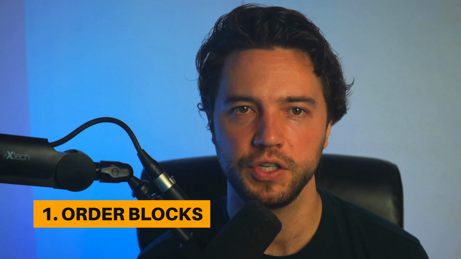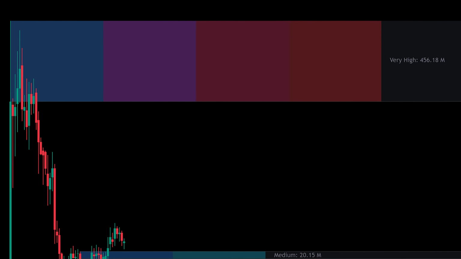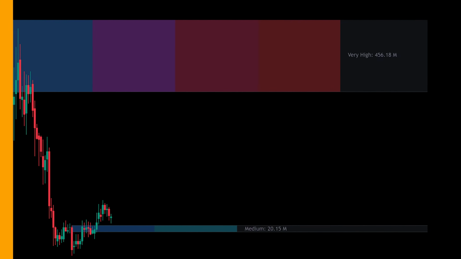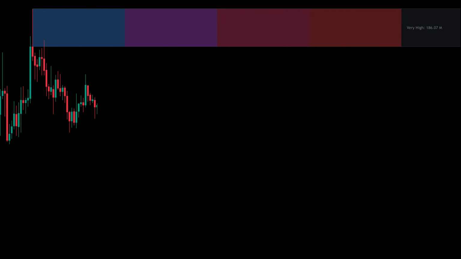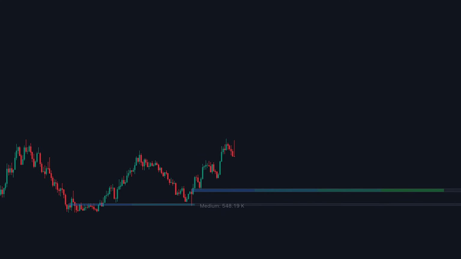Order blocks. This feature is used to locate areas where big institutional players have placed sizable orders, otherwise known as order blocks. These institutional order blocks will mark areas that have a high probability of reversal. Our algorithm will identify these areas and display the amount of liquidity within each order block. The volume will update in real time as price enters each block and removes liquidity.